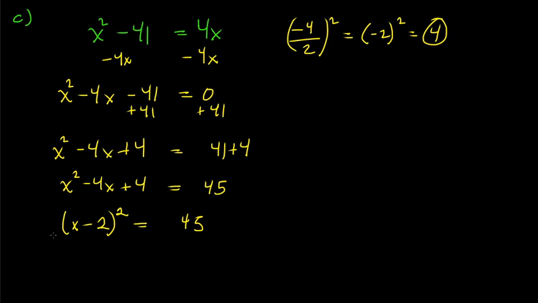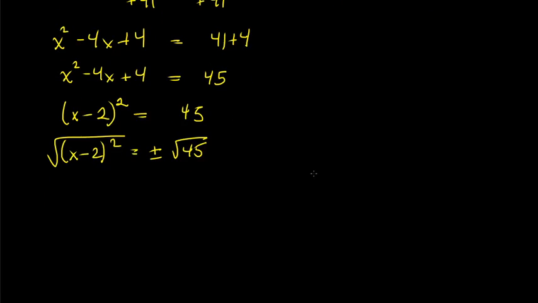Now get rid of the square, so let's take the square root of both sides. And when you do that, don't forget the plus or minus. So square root of the right side, square root of the left side. So that gets rid of the square. We have x minus 2 is equal to plus or minus the square root of 45.